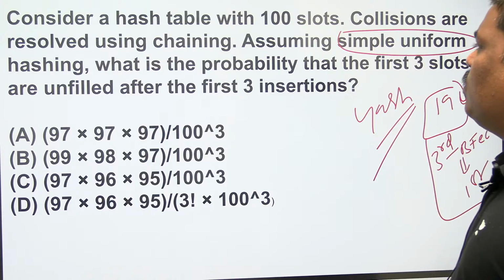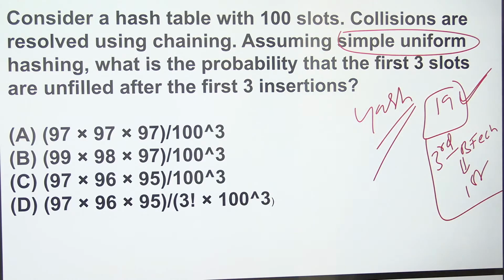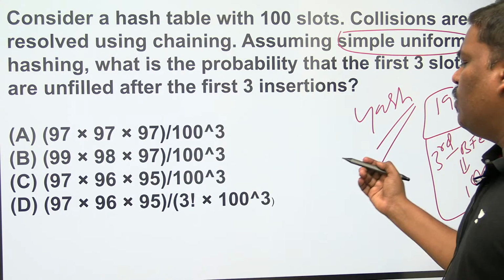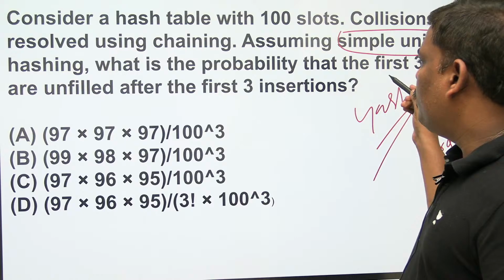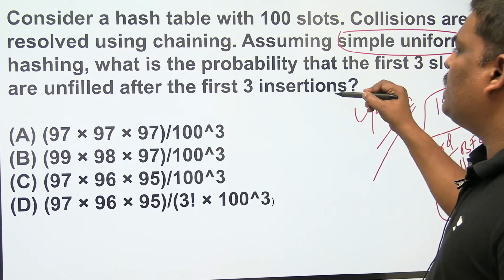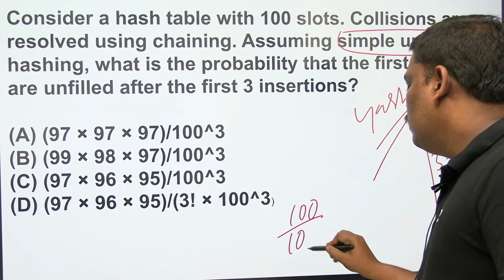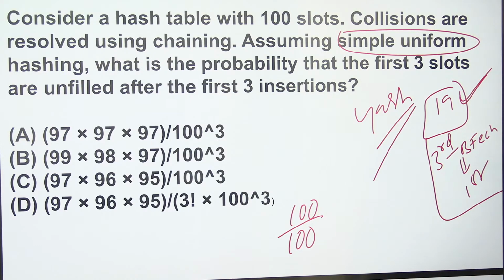So I have a hash table which contains 100 slots. Collisions are resolved using chaining. In the form of a chain, they will resolve collisions. Assuming simple uniform hashing, what is the probability that the first 3 slots are unfilled after the first 3 insertions? When I apply hashing the first time, where can it go? Out of 100 slots it can go anywhere. 100 by 100 probability.